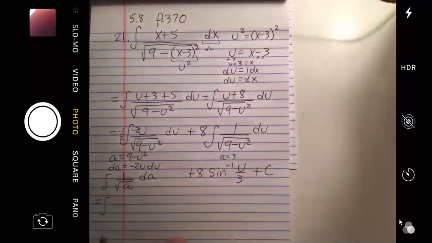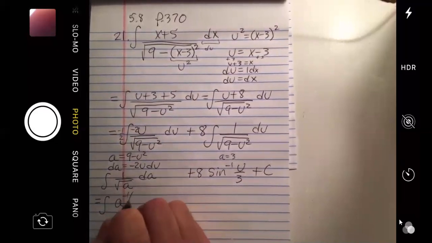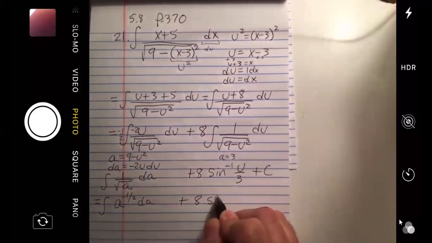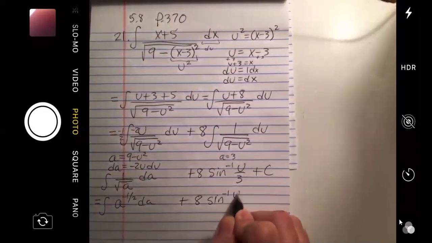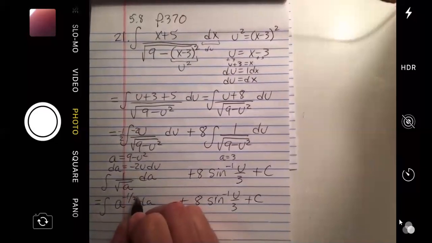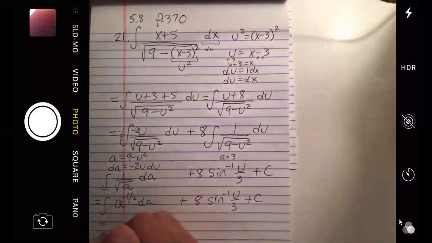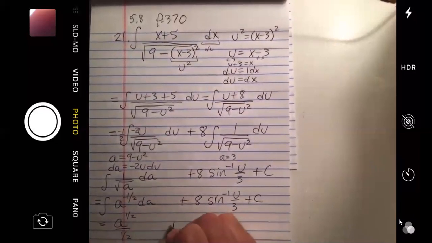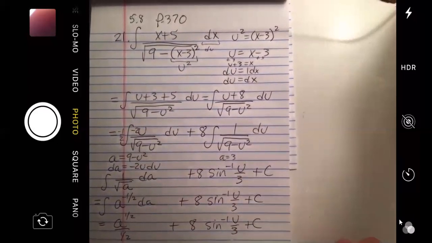This one's kind of a long one. That's an a to the negative 1/2 power dA. I'll carry along my 8 arc sine u over 3. I think I remember telling y'all some of these go 2 substitutions deep, and here we are. This is your second substitution. So this works by adding 1 and dividing by that. Means I get a to the 1/2 divided by 1/2 plus my 8 arc sine u over 3 plus c.